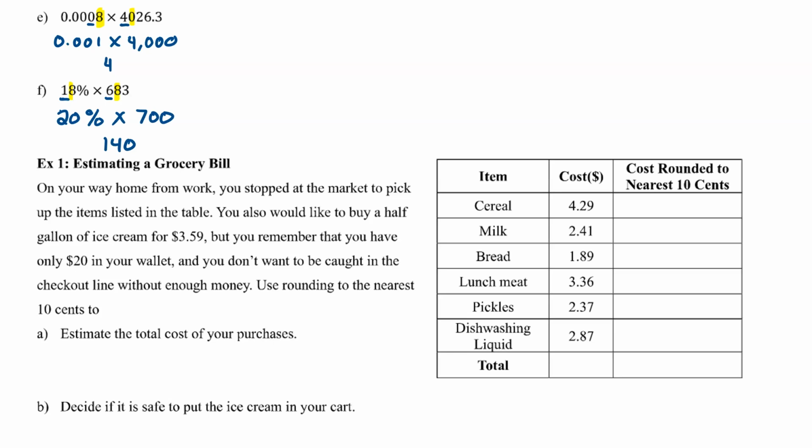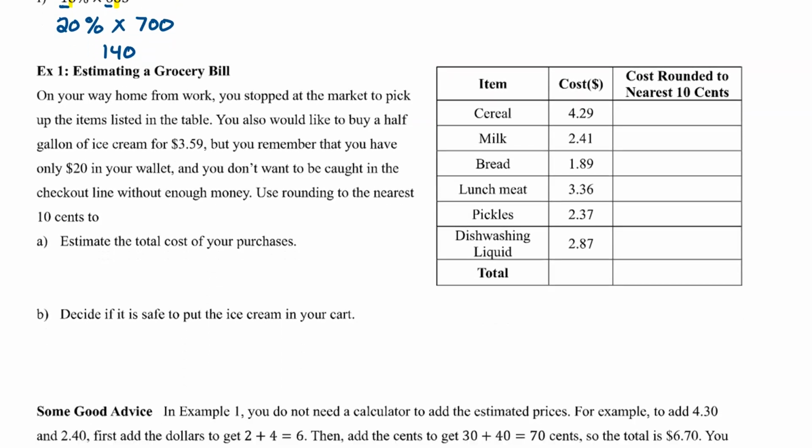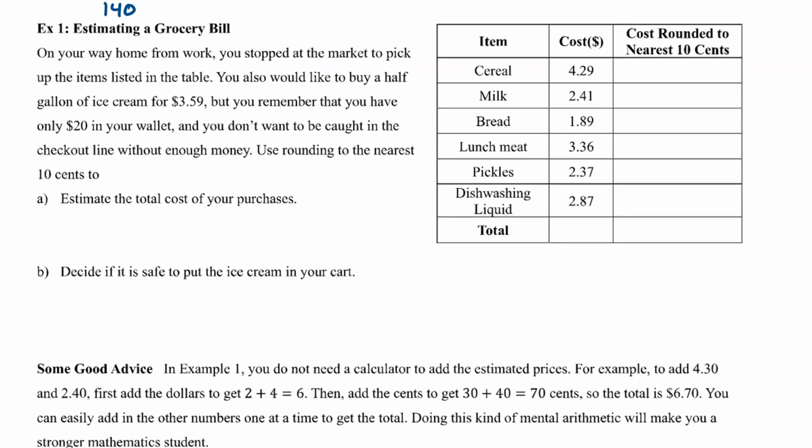So the first example that we have coming out of the textbook looks at estimating a grocery bill. So you stop at the supermarket on your way home. You have a few items on your list. You also really want to buy a half gallon of ice cream, but you only have $20 in your wallet. So the ice cream is going to cost $3.59. You don't want to go to checkout and not have enough money.